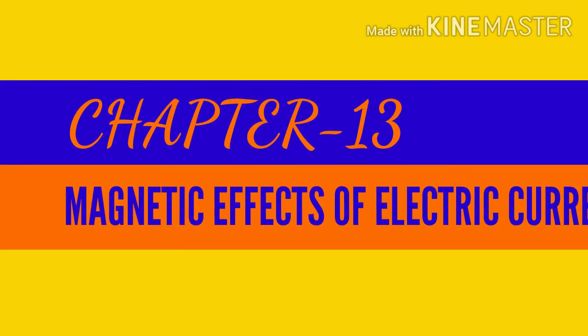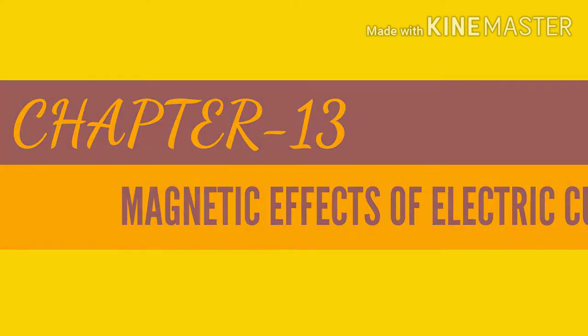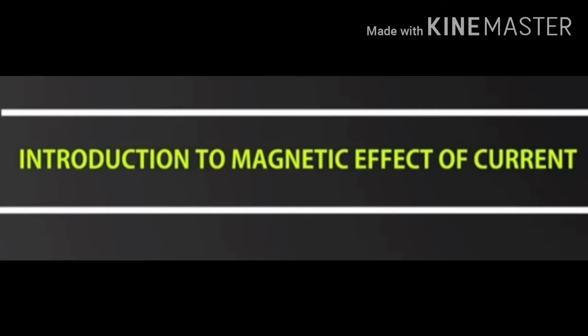Today we'll start the new chapter, chapter number 13, that is magnetic effect of electric current. Okay, that is the magnetic effect of electric current. And we know that the magnet and current both are interrelated to each other. That means that magnet and the electric currents are interrelated. These two have a relationship.